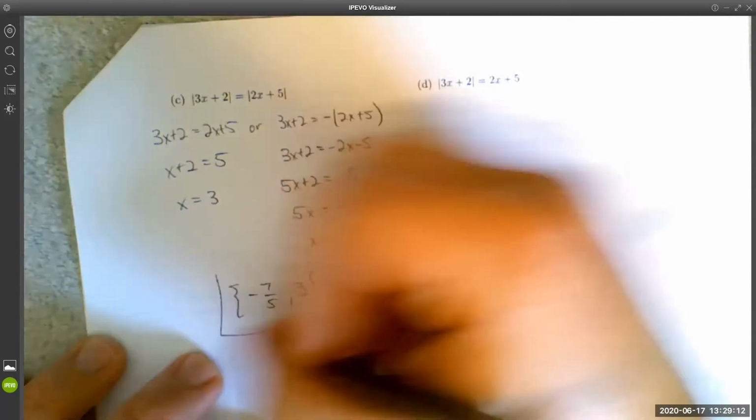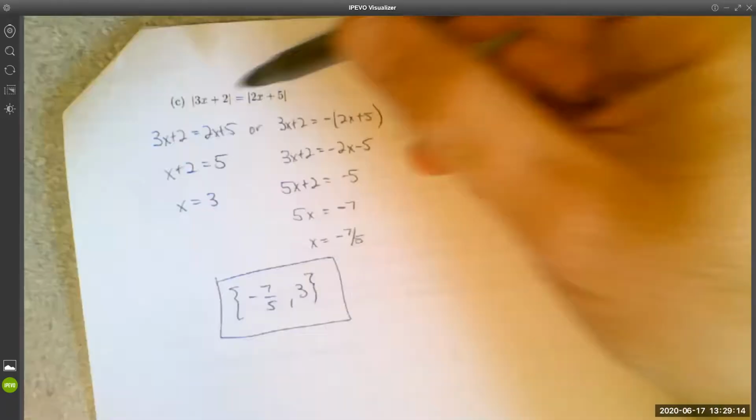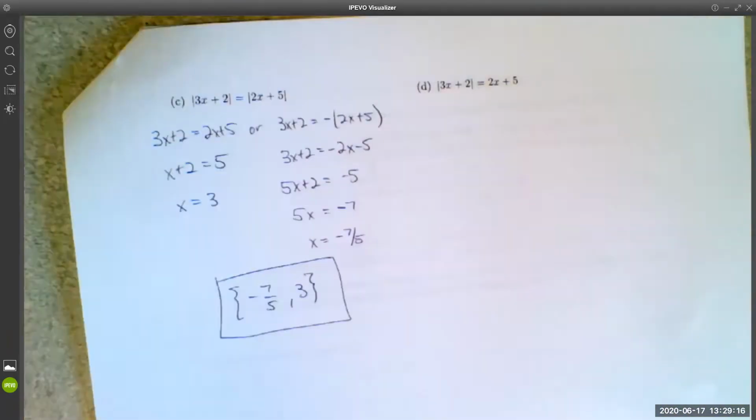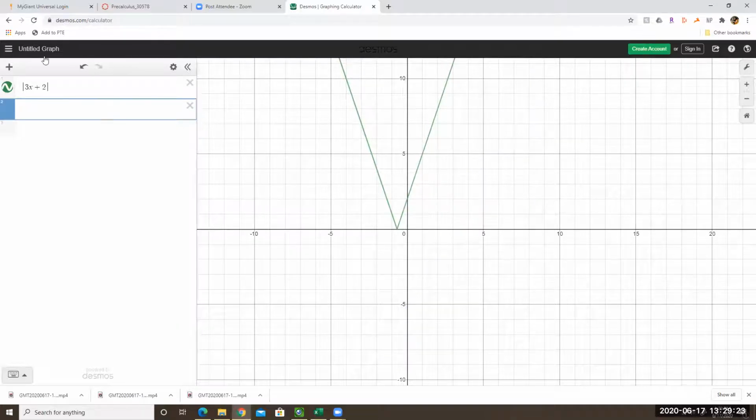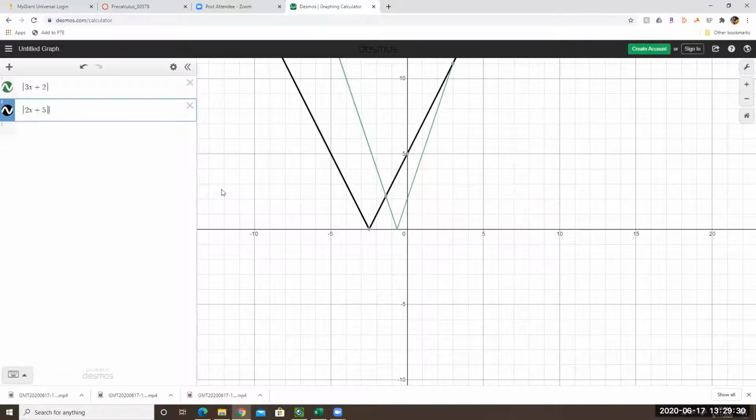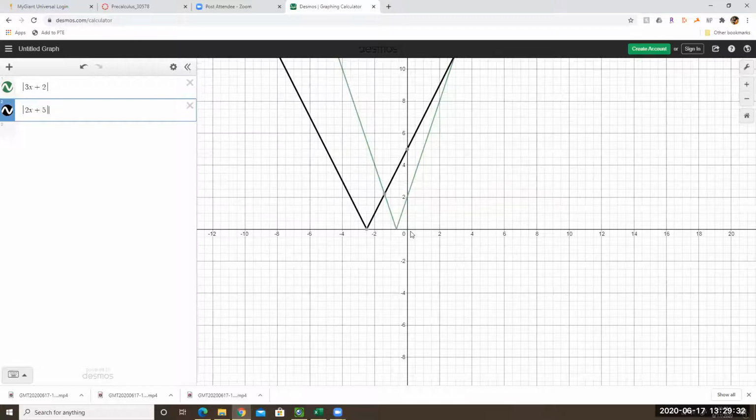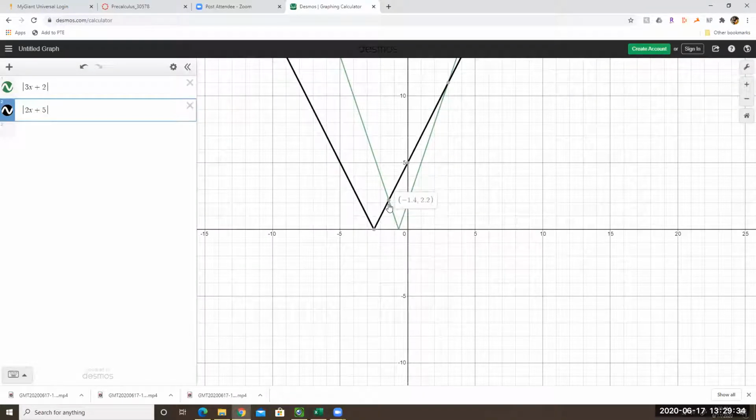Okay, we like these ones. We like the simple, straightforward ones, right? We can verify that these are the correct solutions, though, in Desmos. We had absolute value 3x plus 2, and then we had absolute value 2x plus 5. And sure enough, we're getting two solutions here. One of them takes place at negative 1.4, which is the same thing as negative 7/5. The other one takes place at 3. So that confirms our suspicion.